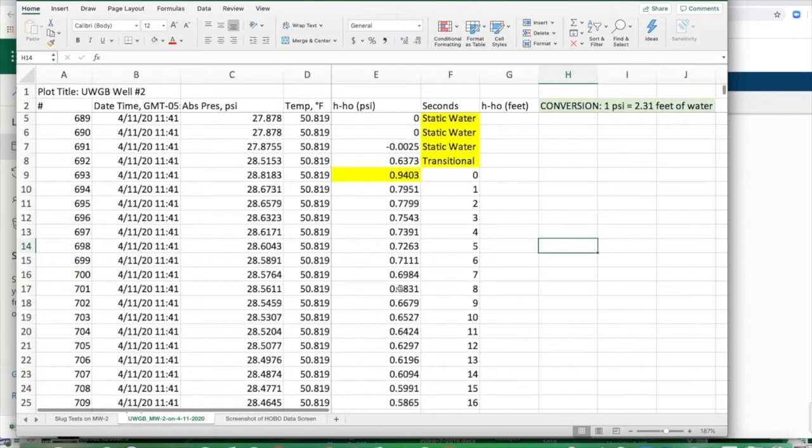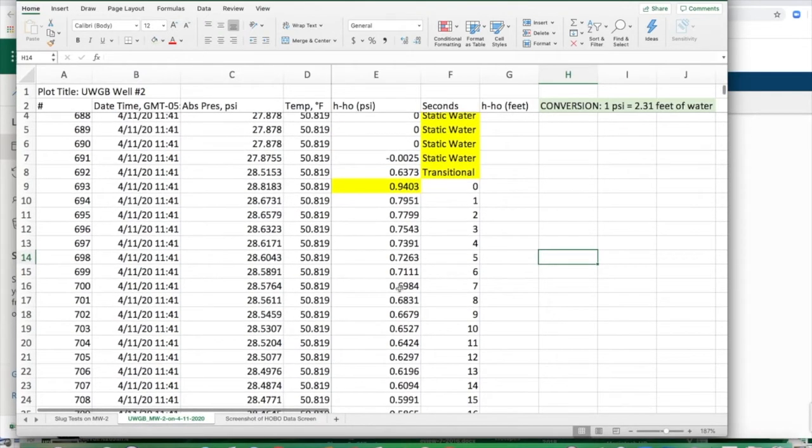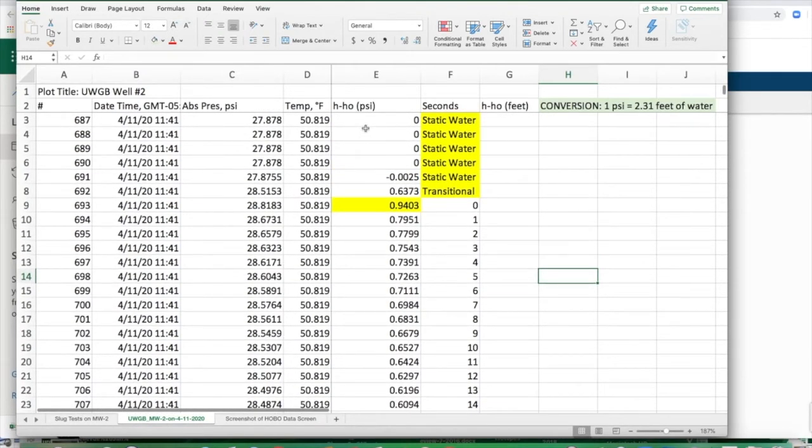And I'll do the rest. I won't show it, but I'll clean that stuff up so that you get an idea of what I'm looking at here. Now what we want is, we know what the difference in PSI was during the slug test. We want to translate that into water.